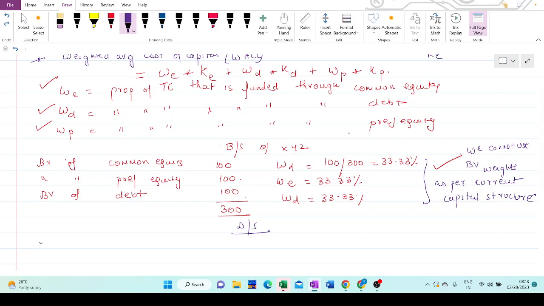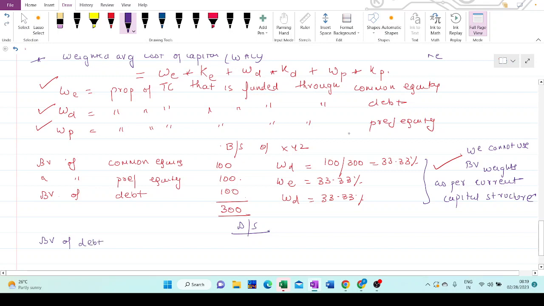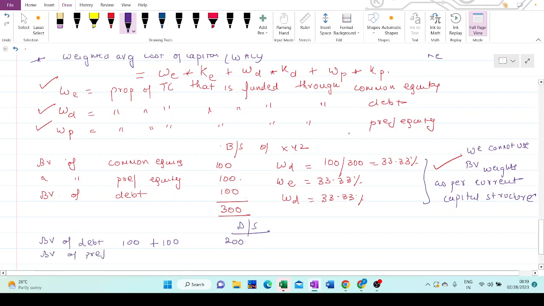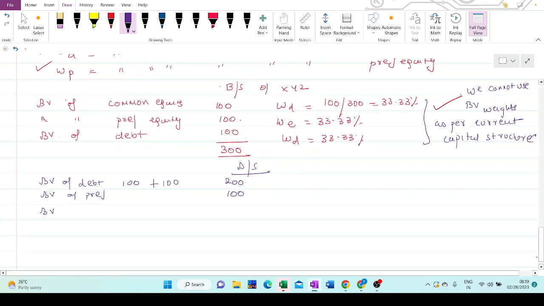Book value of debt would become, guys, how much? Book value of debt was previously 100. The company raises another 100 to fund a new project. So book value of debt is 200. Book value of pref equity remains unchanged at 100, and book value of common equity remains unchanged at 100. Total capital 400.